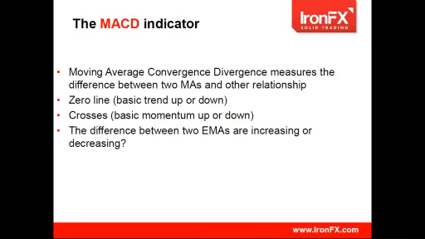The next type of indicator that we're going to talk about is the MACD. Now, what you need to know about the MACD is that this is called the moving average convergence divergence. It's going to measure the relationship between two exponential moving averages. If we put it on a chart, it will also show a zero line.